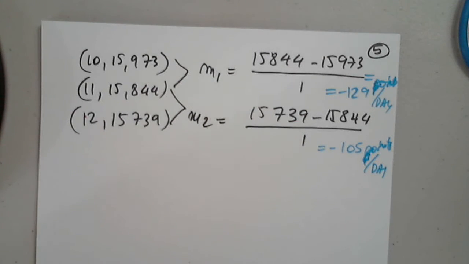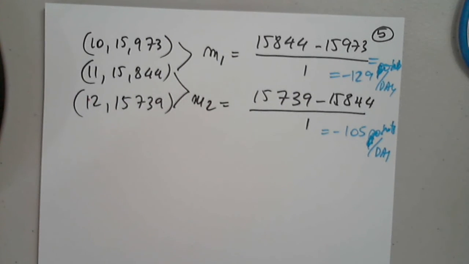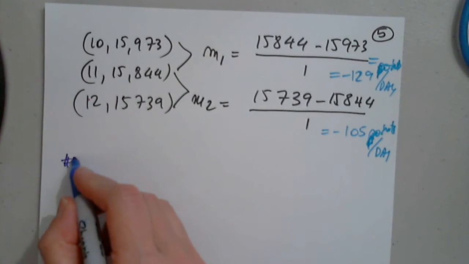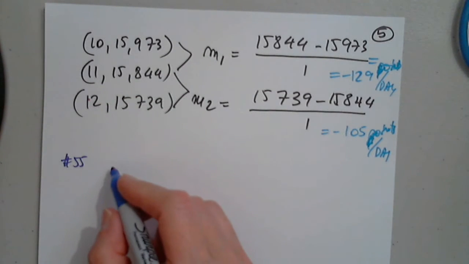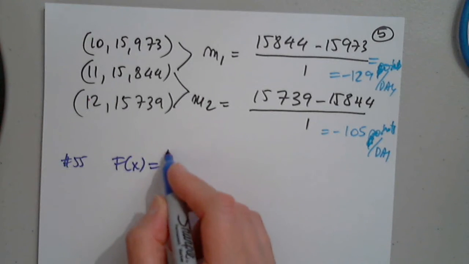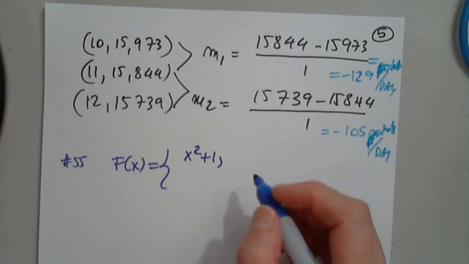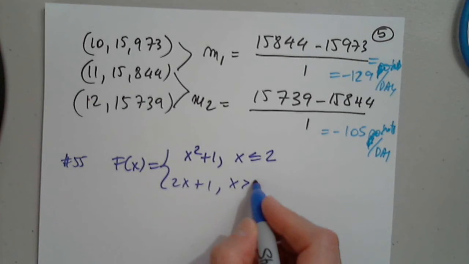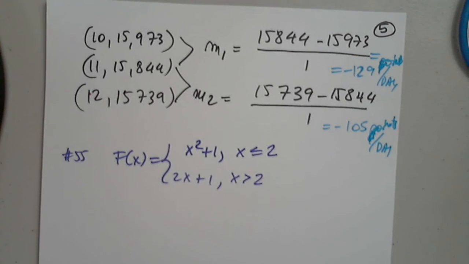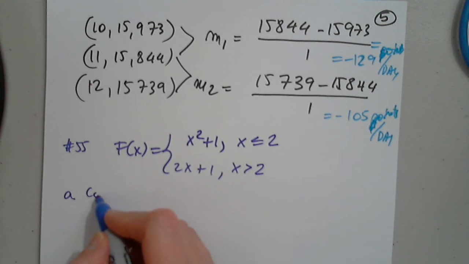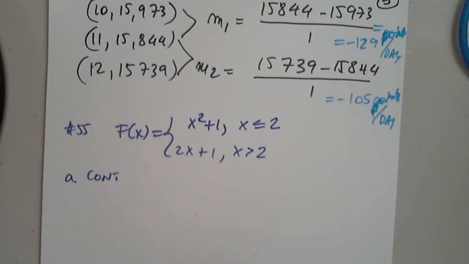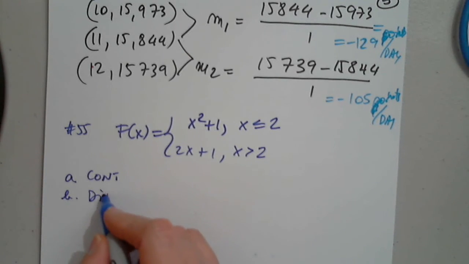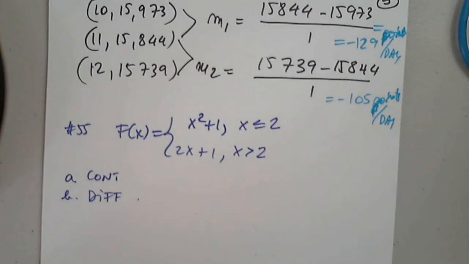Okay, let's look at 55. In 55, we are given a function, f of x, which is x squared plus 1 for x less than or equal to 2, and 2x plus 1 for x greater than 2. Verify that f is continuous. Okay, continuity. Perfect. And part B, differentiability at x equals 2. Okay, perfect. So let's take a look.